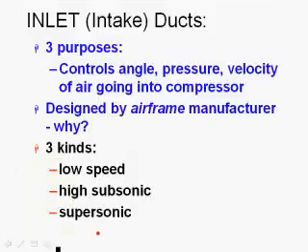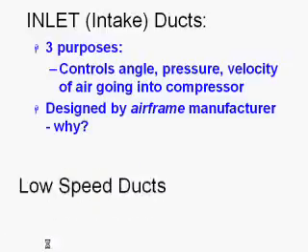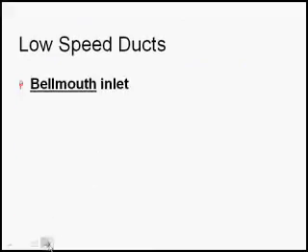And there's three basic kinds of ducts: low speed, high subsonic, like above 0.6 but below 1.0, and then supersonic, you know, my favorite kind. Low speed ducts are in the shape of a bell mouth inlet.